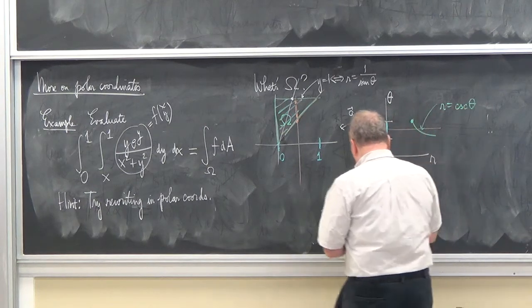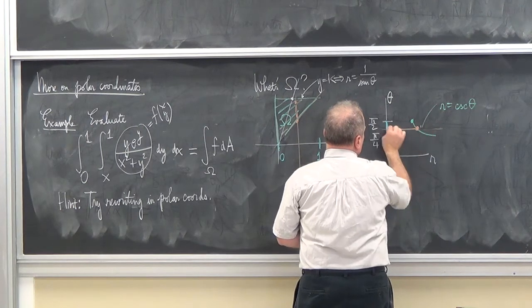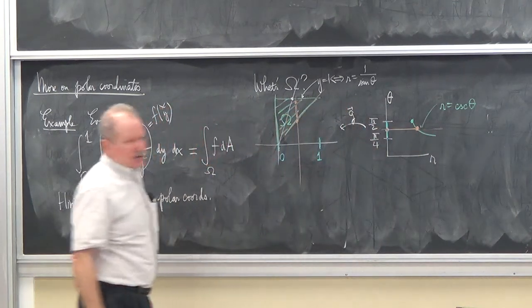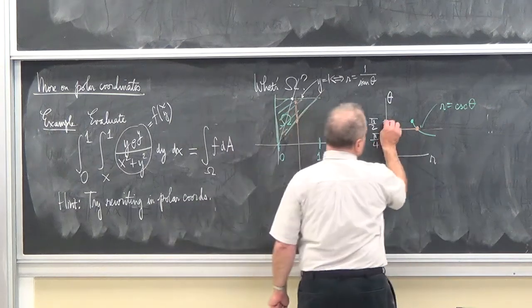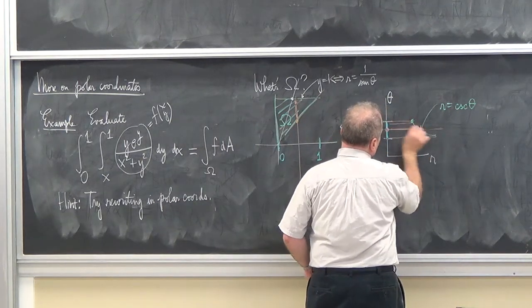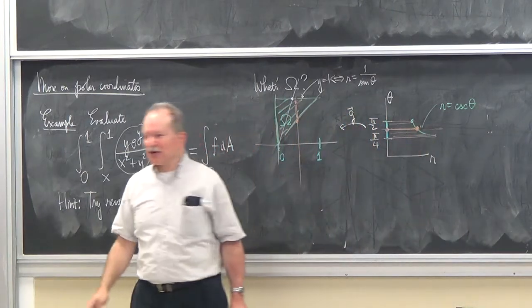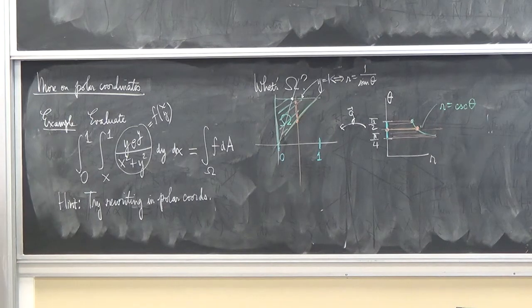And you would have what for your region? Why does y equals 1 imply r equals 1 over sine theta? What's y in polar? R sine theta. Okay, so you would have this region here, which again, you don't absolutely have to draw to do the problem in polar. You can actually look at the picture here, but I'm just giving you some review practice here.